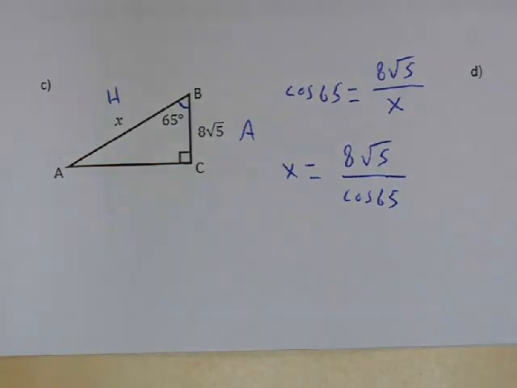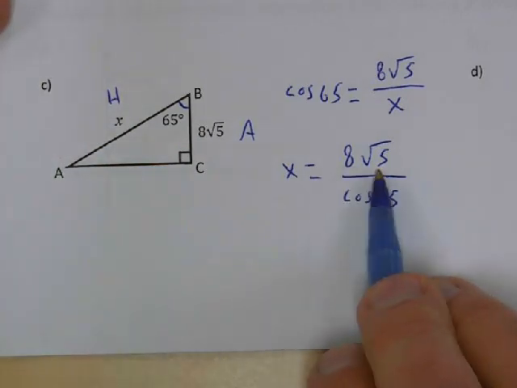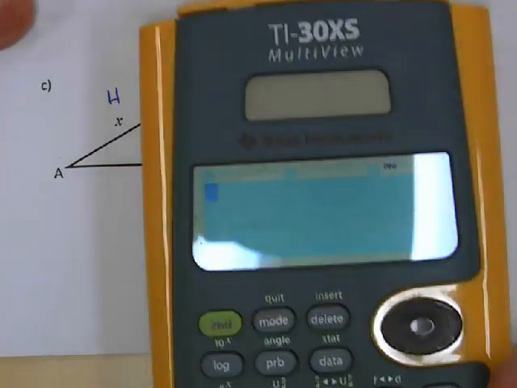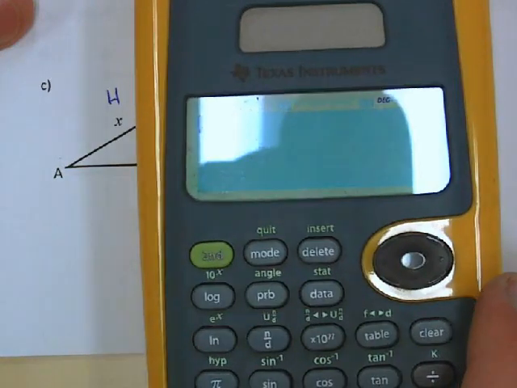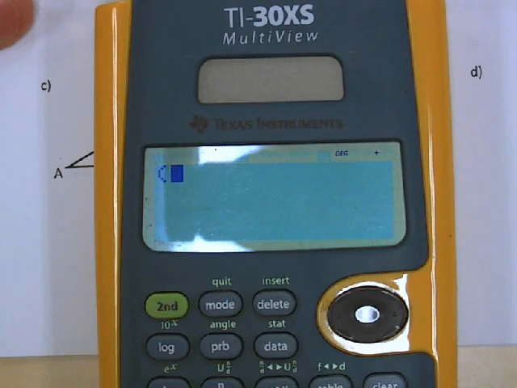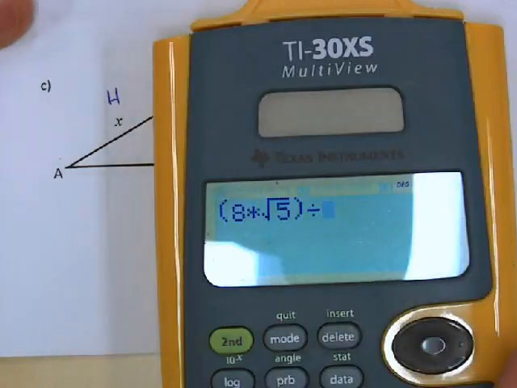We just want to punch that in the calculator. Now, one thing you want to be careful of is, make sure you have 8 and the root 5 divided by that thing. If you're ever not sure if something's going to work right, it never hurts to put it in parentheses in your calculator. So for example, here we got 8 root 5 divided by cosine of 65. So for the 8 root 5 part, trying to get where there's no glare, if you want, you just put it in parentheses, just to make sure. 8 times the square root of 5, and then I want that whole thing divided by cosine of 65.